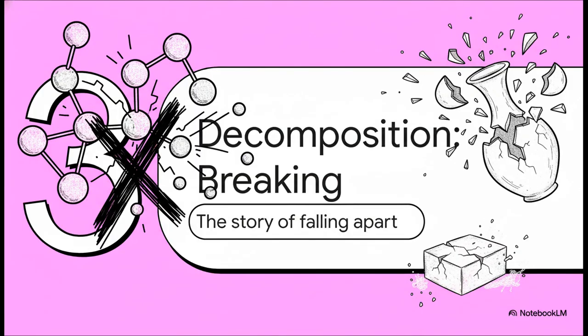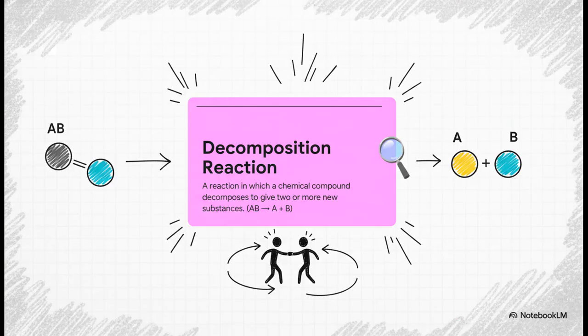All right, let's move on to our second story, which is basically the exact opposite of the first one. So if combination is all about building up, decomposition, well, it's the story of breaking down. So here we're starting with that single, complex compound, AB, and it splits apart. It breaks down into its simpler pieces, A and B. The partnership is over, and the two dancers go their separate ways.